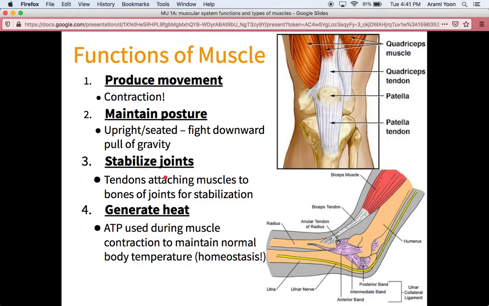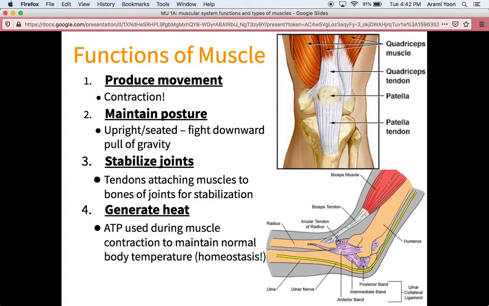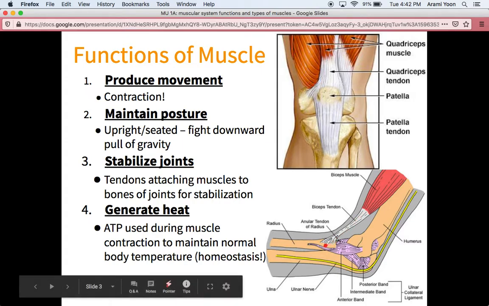Muscles also stabilize joints. So here you can see this is a joint between the humerus and the radius and ulna of your lower arm. And this is the bicep muscle, and you can see that there's a tendon right here that is attaching the bicep to and anchoring it, inserting it right here at the radius of your lower arm. And so that allows the joint to stabilize so that you can control the movement of the bones at that joint.